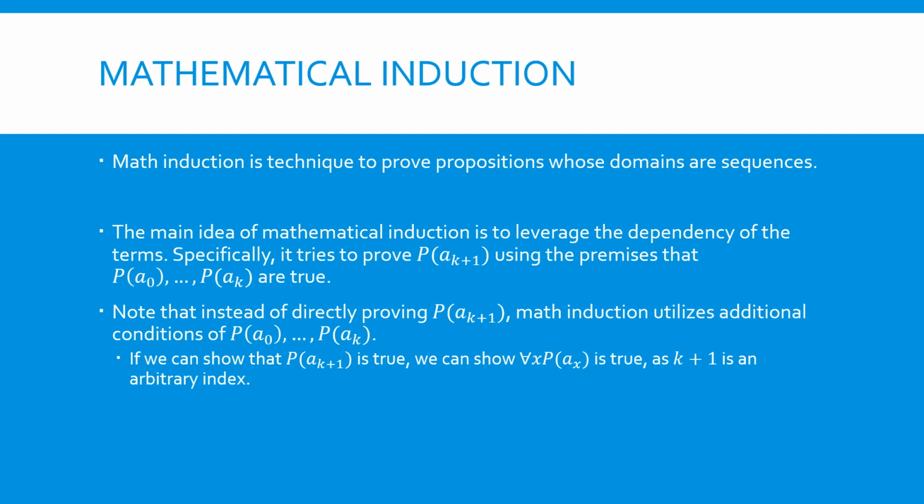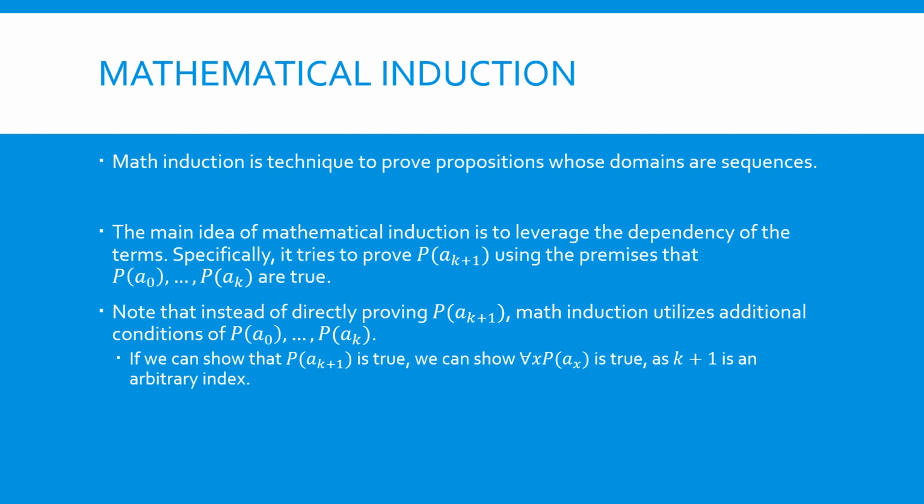That is, knowing the proposition is true of some terms makes proving the proposition on some other terms easier. Specifically, it tries to prove P(a_{k+1}), which means the proposition evaluated at the term a_{k+1} is true, using the premises that P(a_0) through P(a_k) are true. Note that k plus 1 is an arbitrary index. Therefore, we can claim that the proposition P is true on the entire sequence, or the entire domain.